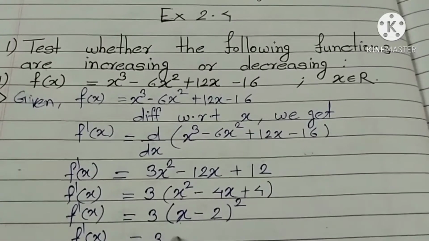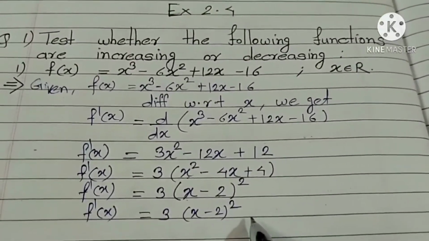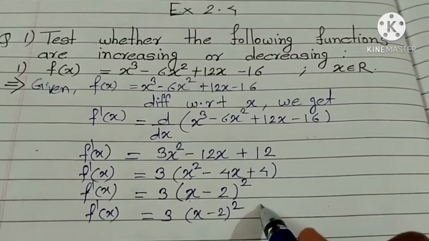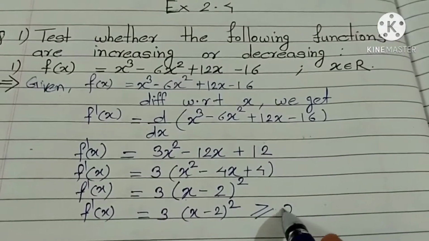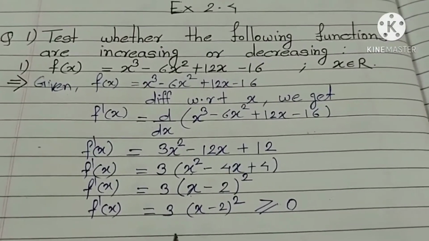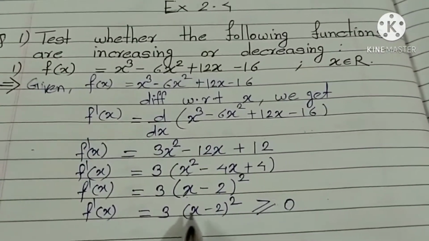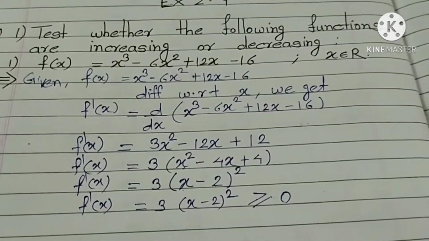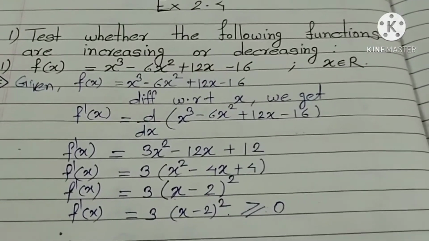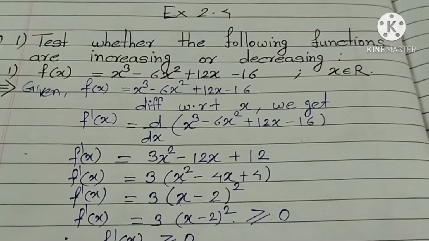And we know that the square of any function is greater than or equal to 0. If the function is negative, then the square of any negative number is always positive. So here this function is greater than or equal to 0. This means we get f dash of x is greater than or equal to 0.